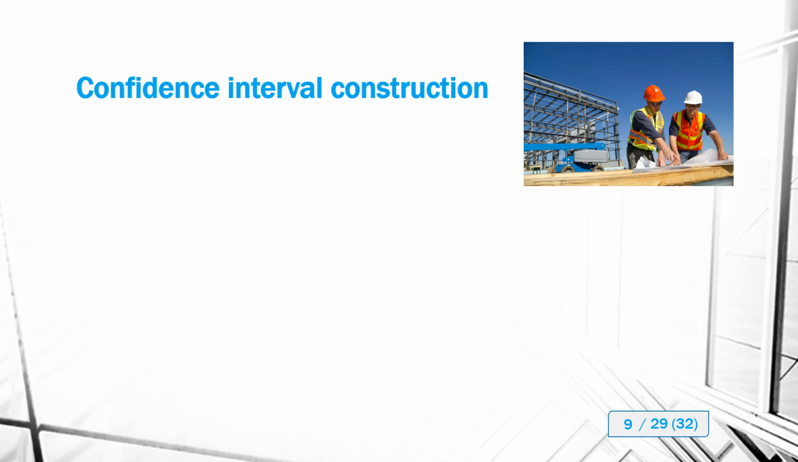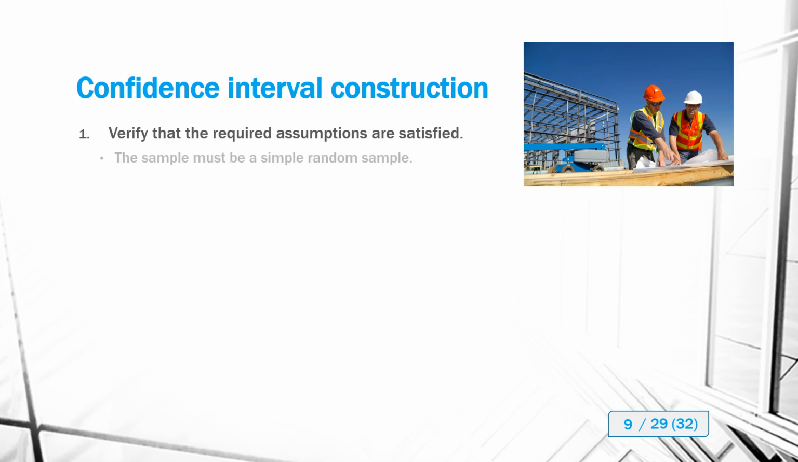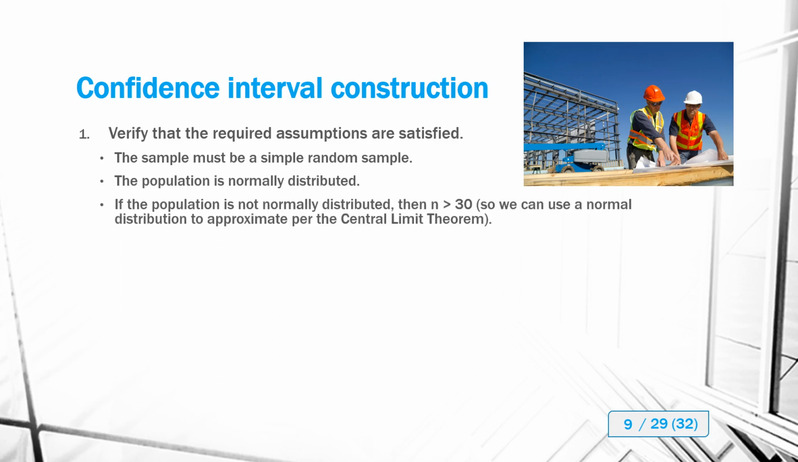So the steps for constructing the confidence interval are: first, we must verify that the required assumptions are satisfied. Our methodology here has certain assumptions behind it. The first is that the sample must be a simple random sample. Next, the population is normally distributed. We're assuming that that's true. If, however, that's not the case, then we need a sample size greater than 30, so that per the central limit theorem we can then use a normal distribution to approximate.